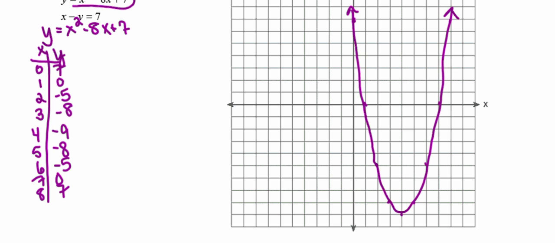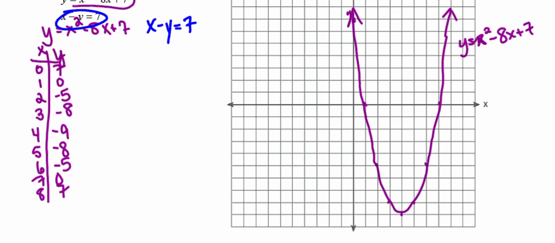And I'm going to label them with this equation: y equals x squared minus 8x plus 7. So there's my parabola. The next part I need to graph is this equation, x minus y equals 7.